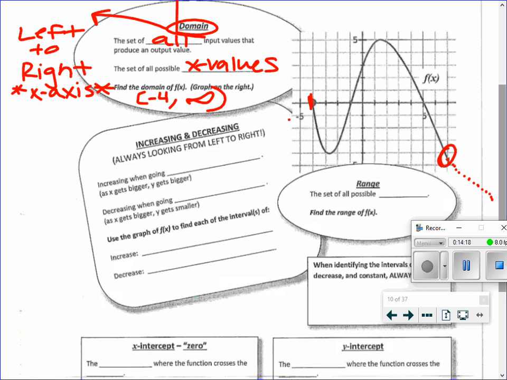Now let's think about our range. Domain was your x, range is your y. Good. So it's all your possible y values. If it's your y values, you look along your y-axis. Remember, I'm starting at my smallest value. So on my y-axis, I have to start looking at the bottom of my graph first, and then move all the way up to the top. Remember, you're going to look bottom to top.